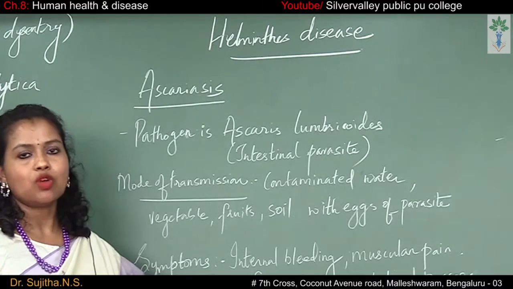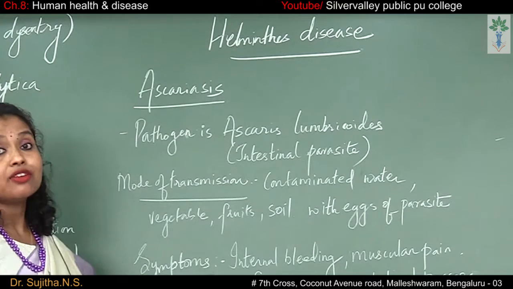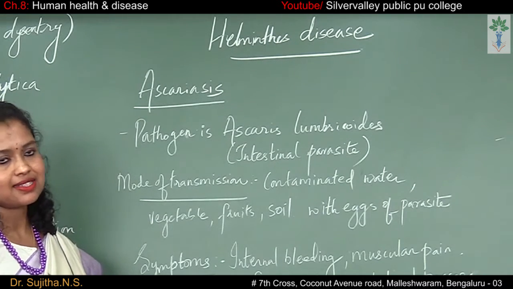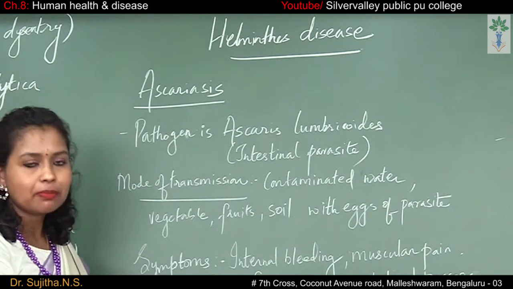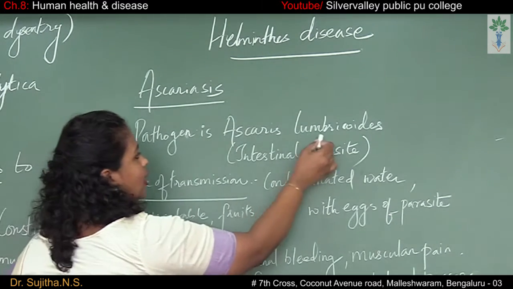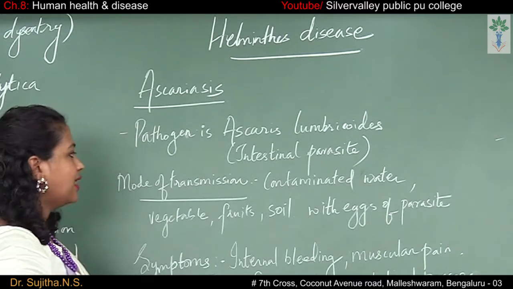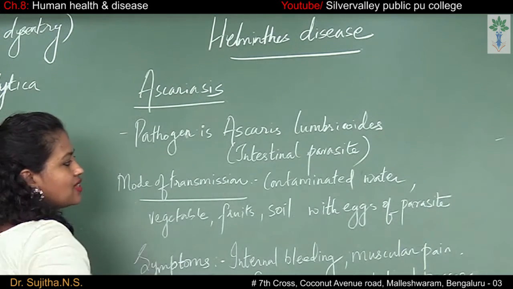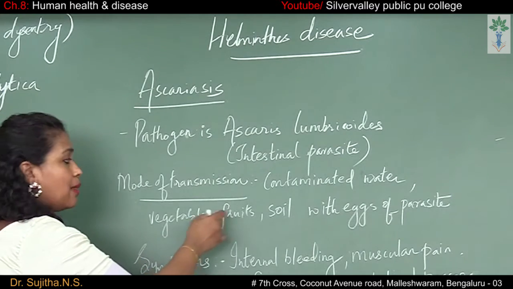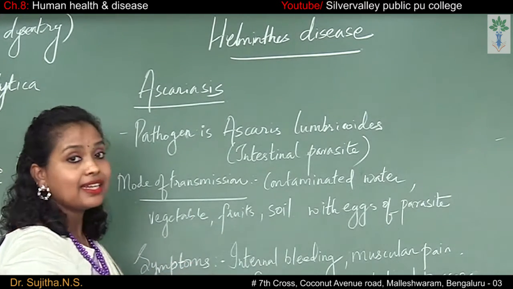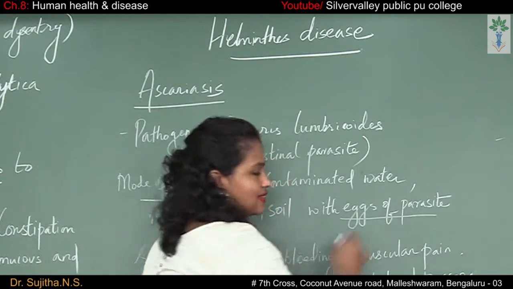The next diseases we are going to study are the helminthic diseases. The first one is Ascariasis. Ascariasis is caused by a pathogen, and the name of the pathogen is Ascaris lumbricoides. Ascaris lumbricoides is an intestinal parasite, and the mode of transmission is contaminated water, contaminated vegetables, contaminated fruits, and even contaminated soil which contains the eggs of this parasite.